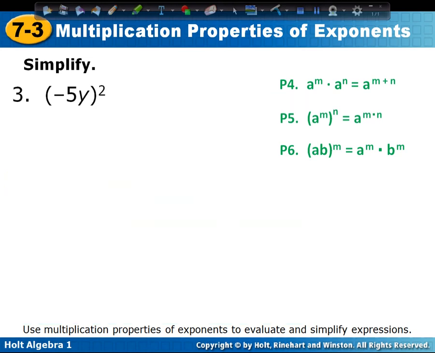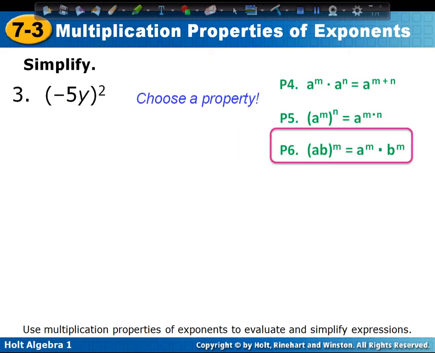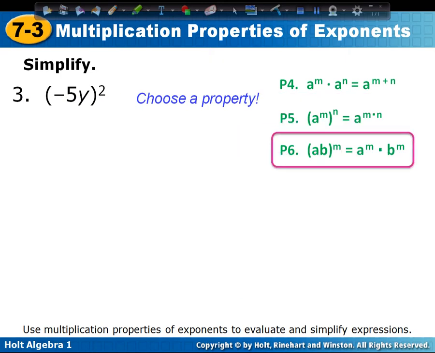All right, number 3 says negative 5y to the 2nd power. This one's going to be our 6th property, which says if we're multiplying inside parentheses to a power, then everything in those parentheses gets taken to that power. So we're going to say negative 5 to the 2nd power and y to the 2nd power. We're going to leave parentheses around this negative 5 because the negative is also in the parentheses up here, so the negative gets taken along with the 5.